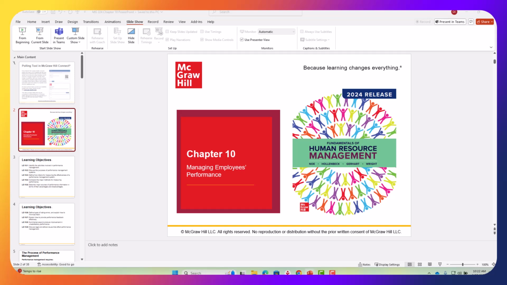Contrast error. The rater compares an individual not against an objective standard but against other employees.